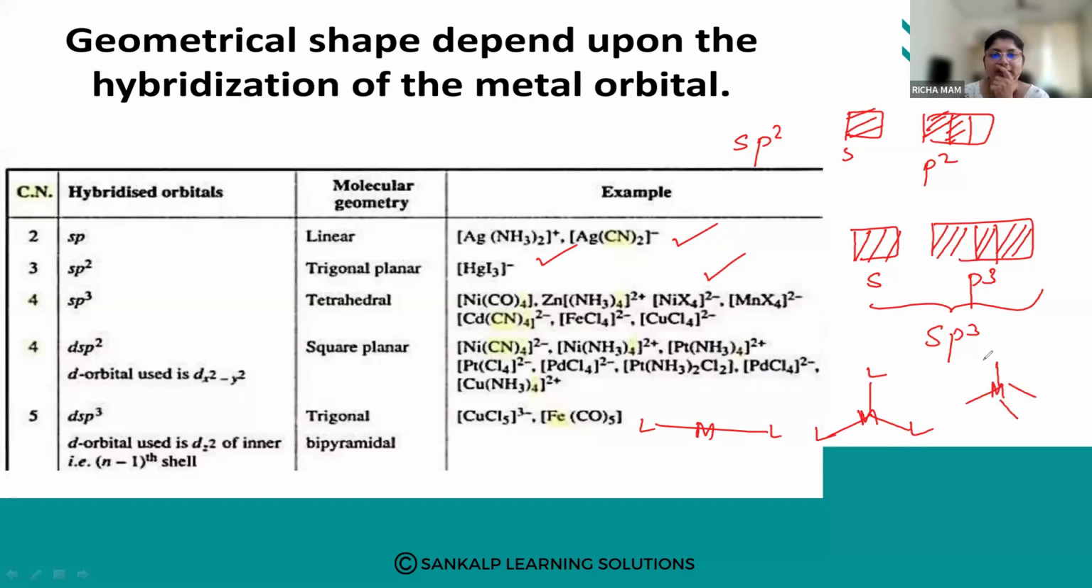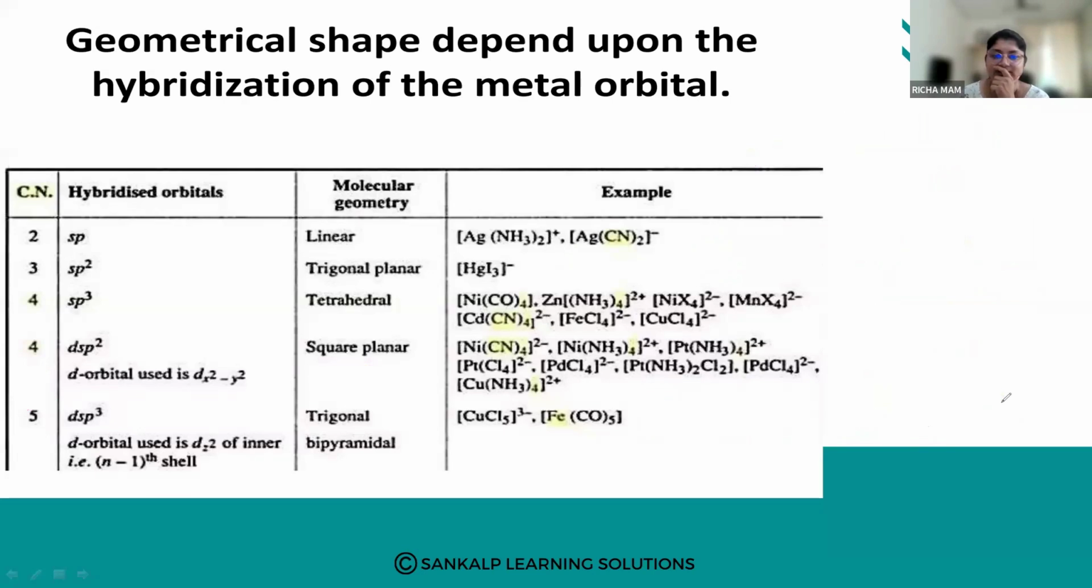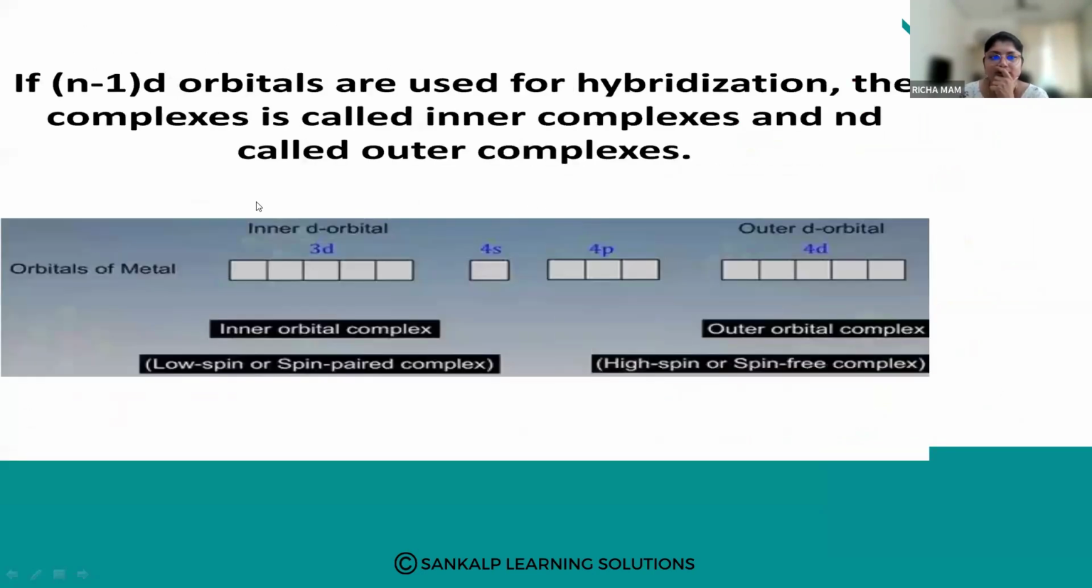Then if you have coordination number 4 again, and it is using dsp2, using the inner orbitals, then it will give rise to square planar. These are the complexes for square planar. And if the coordination number is 5, it is going to give dsp3, which gives you trigonal bipyramidal. These are the geometries, so please note it down.